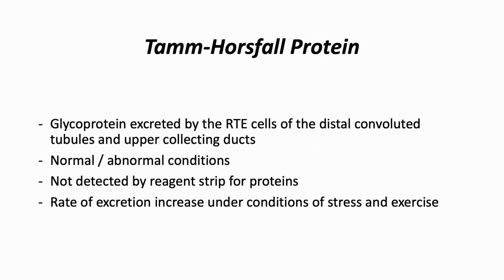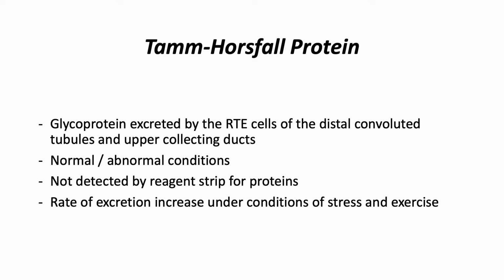So the Tamm-Horsfall protein, also called uromodulin, is the major constituent of the casts. Tamm-Horsfall proteins are glycoproteins excreted by the renal tubular epithelial cells of the distal convoluted tubules and the upper collecting ducts. They may be present in normal and abnormal conditions, and usually these are not detected by the reagent strip for proteins.